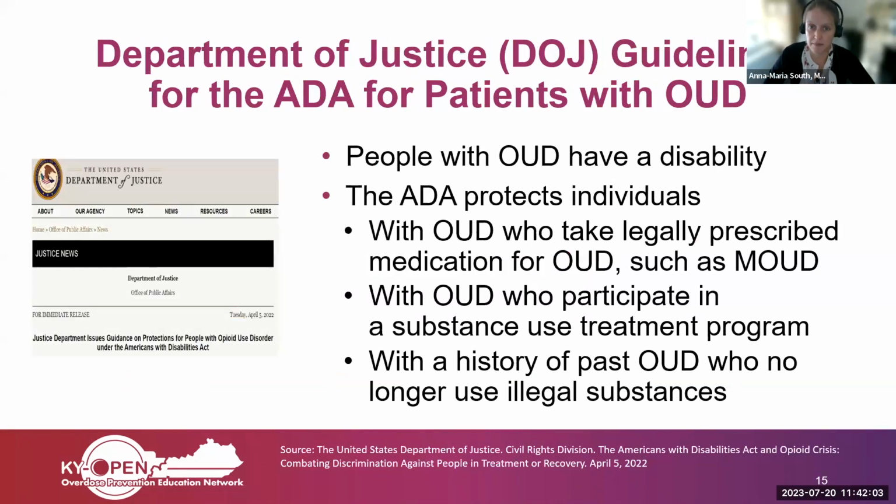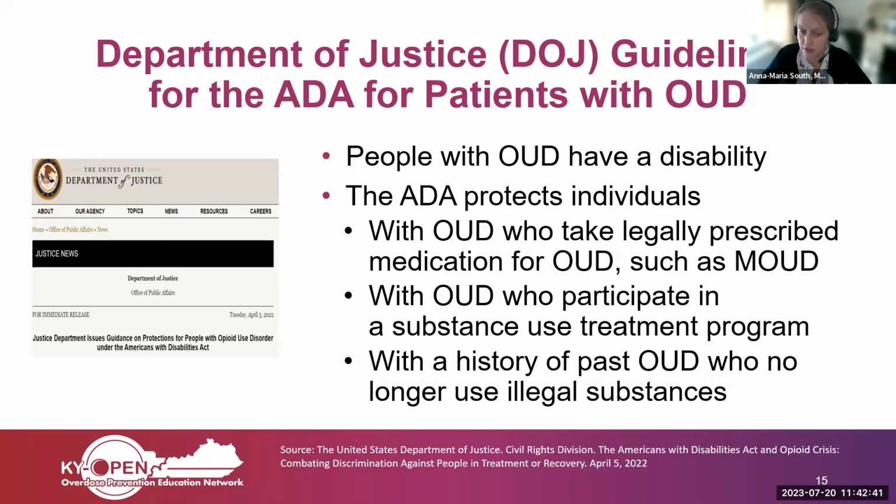As I've mentioned, the Department of Justice released this in April of 2022, stating that patients with opioid use disorder do have a disability, and the ADA protects people with opioid use disorder who are taking medication such as MOUD. That incorporates naltrexone, whose extended release form is known as Vivitrol. Then buprenorphine, which a lot of people know under the formulation of Suboxone or also Subutex, and the extended release injectable formulation Sublocade. There are other formulations on the market. And then methadone.